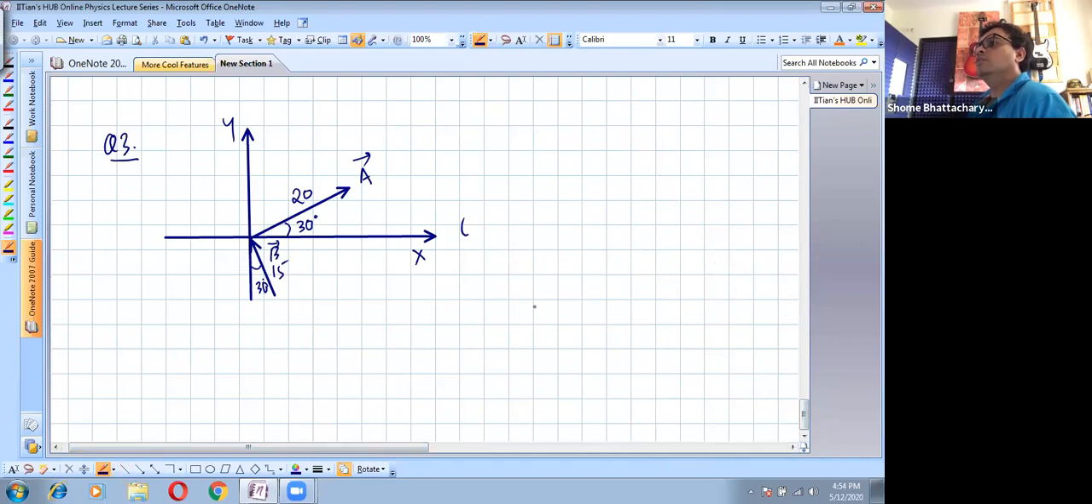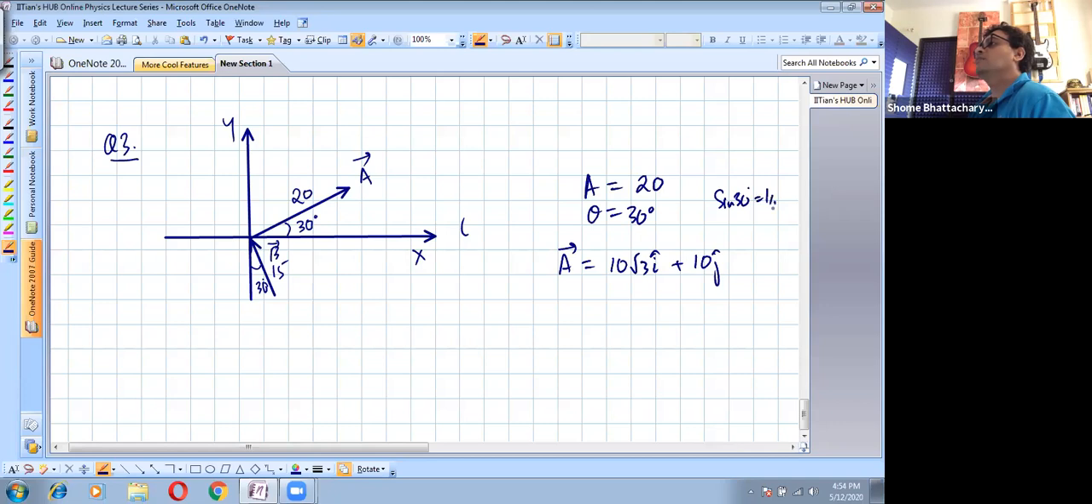So in this question, first of all, let us express the vectors A and B. So A is pretty obvious. Magnitude of the vector A is 20, and the angle is 30 degrees. So A becomes 20 cos 30 i cap plus 20 sin 30 j cap, that is 10 root 3 i cap plus 10 j cap, because you know that sin 30 is half and cos 30 is root 3 by 2. So A was fairly simple.